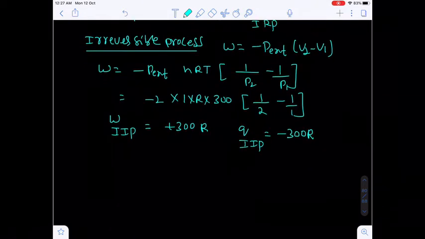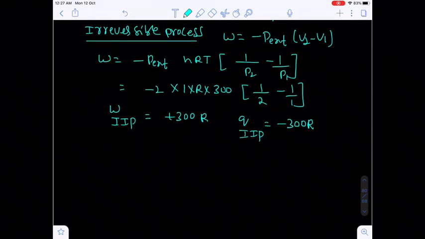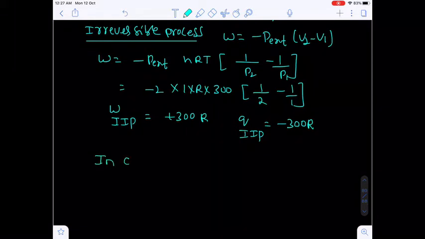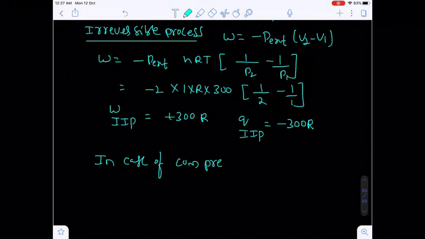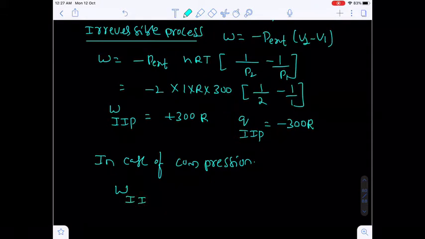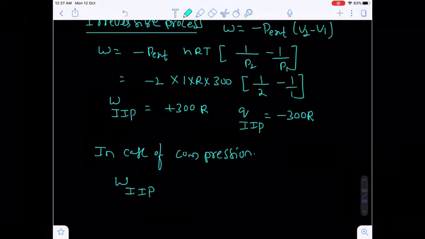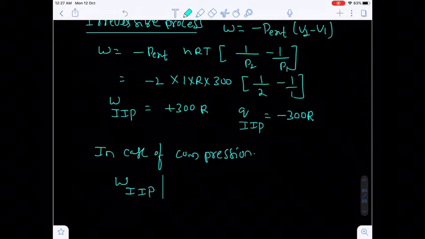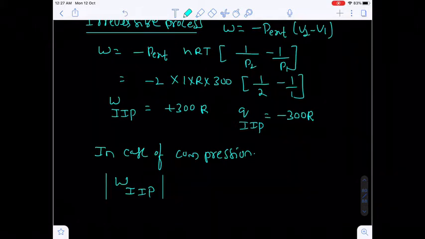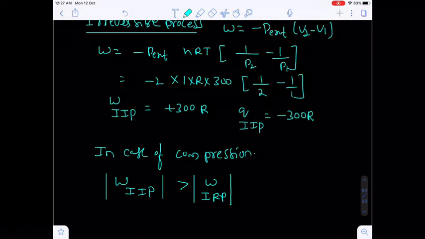So from these two results we can conclude, and this is very very important, that in case of compression, the magnitude of work done in the isothermal irreversible process will be greater than the work done in the isothermal reversible process. Are you getting my point? This is a very important statement.